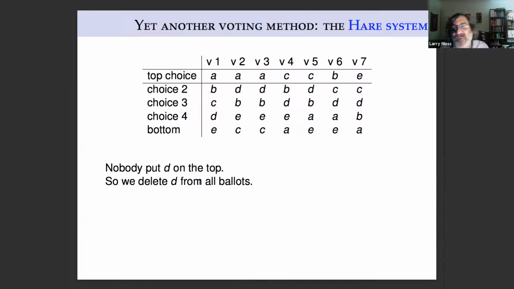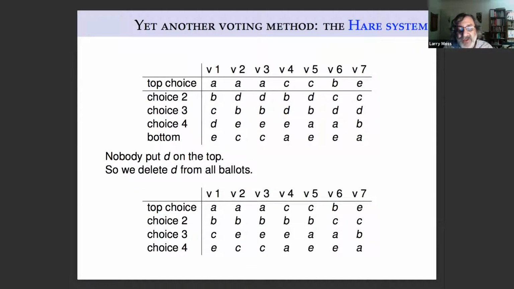Now there's one last one that I'm going to mention called the Hare system, which is the most complicated one. But in fact, it's actually used in places maybe more than the Borda count. So what we do is we look at everybody's top choice here. And we see that D was not mentioned as anybody's top choice. So let's decide that we really don't like D at all. We're just going to throw D out. In fact, we're going to delete D from everybody's ballot. We're going to refigure everybody's ballot to not include D.